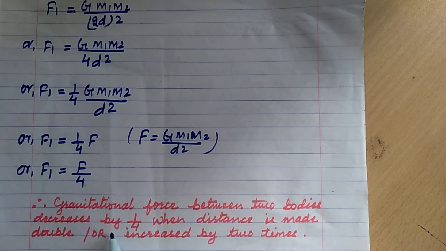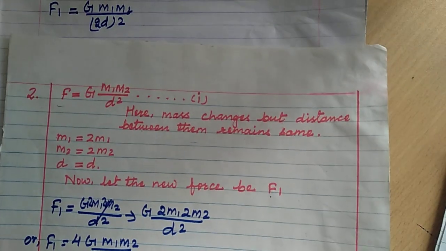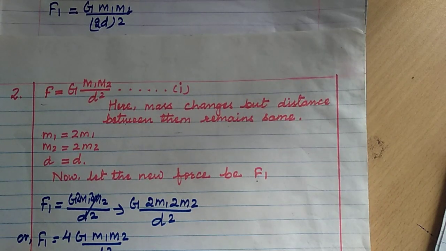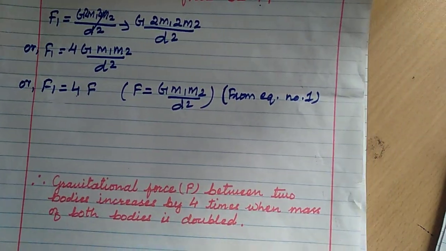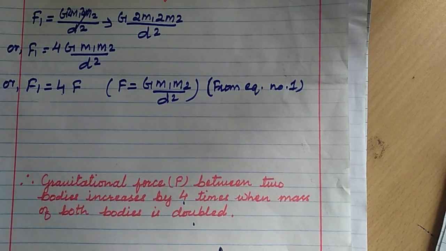So this proves the second condition, and the first one is here: when mass increases, then force also increases. Gravitational force between two bodies increases by 4 times when mass of both bodies is doubled. So this proves the first condition. When mass increases, force also increases, but when distance increases, force decreases. So this proves Newton's universal law of gravitation. With this we finish this part, and in the next part we are going to do gravity.